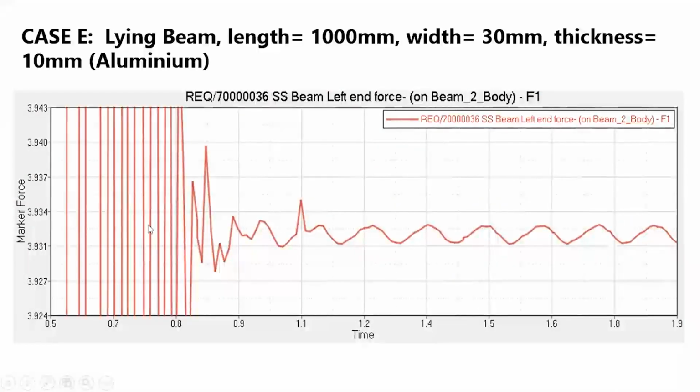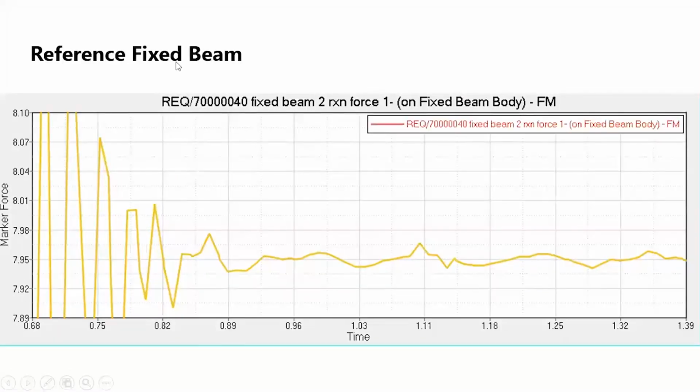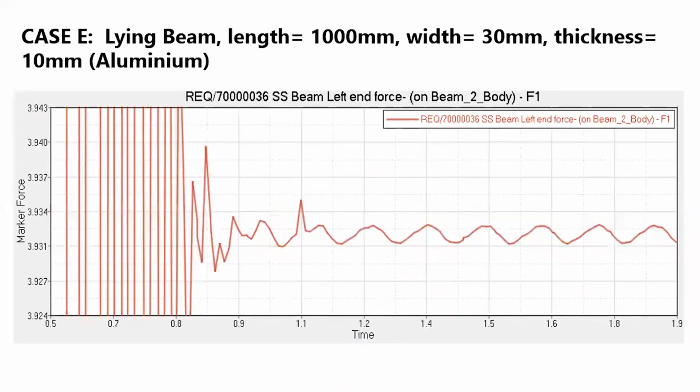Okay, coming to the last case in the rigid beam analysis, we have the lying beam where the length is 1,000 mm, the width is 30 mm, and the thickness is 10 mm, and the beam is aluminium. This is the kind of variation which is there in the reaction force. This region, I'll talk to you about very soon. And this is the reference fixed beam. So we can compare these two graphs to understand, if there is a lying beam with a 3D contact, what kind of reaction force changes there.